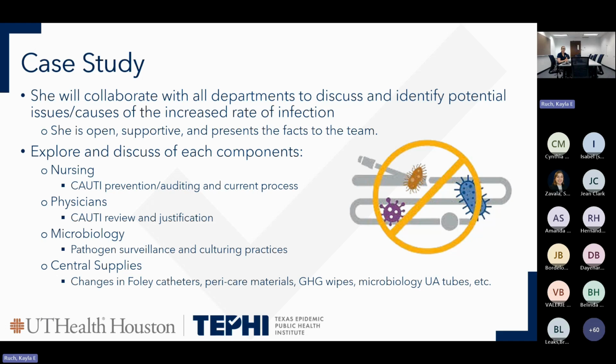For microbiology, looking at pathogen surveillance and culture practices, has something changed? Are we seeing an uptake? Did we switch media? Did we switch platforms? Are these true positives? And then lastly, central supplies, looking at, have we changed our Foley catheters? Have we changed our peri-care material, our CHG wipes, our microbiology urine culture tubes, etc.